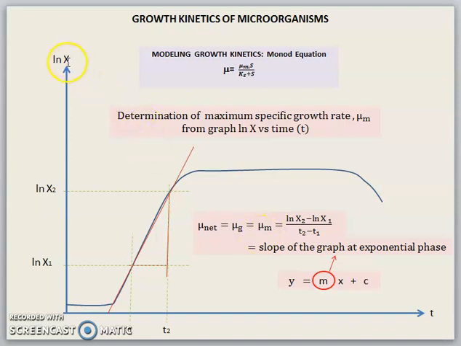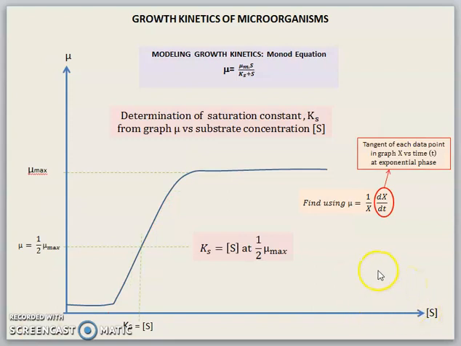Right? If you plot x over t, then the slope of the graph is not mu max, if you're using the Excel. So you need to learn the x value first, all the x values, plot the ln x value versus t, then the slope of the graph will be the value of mu max.